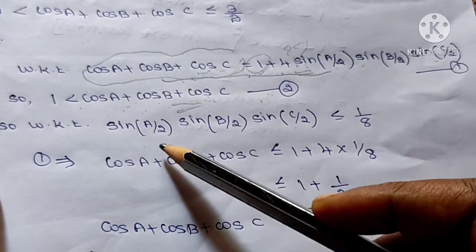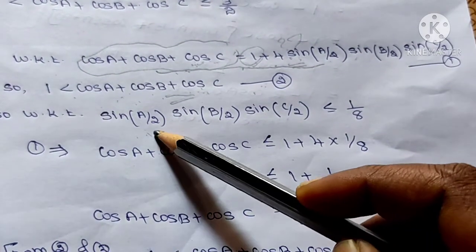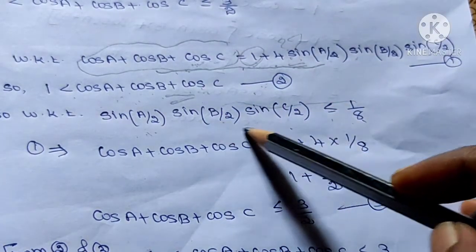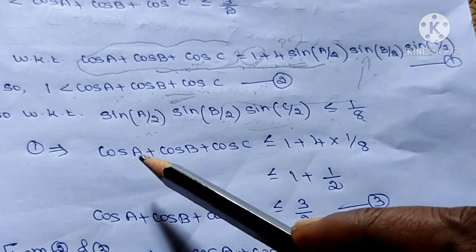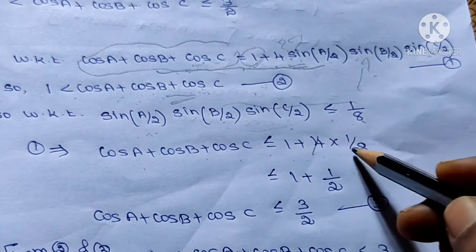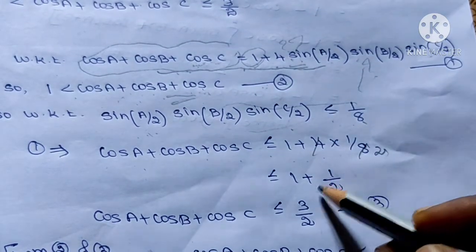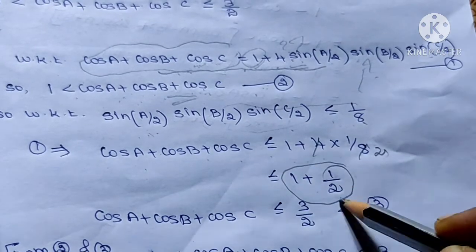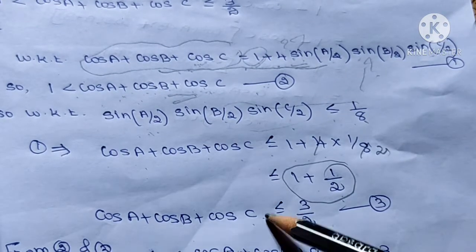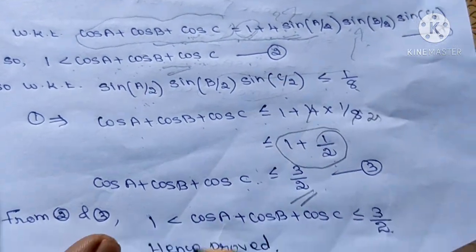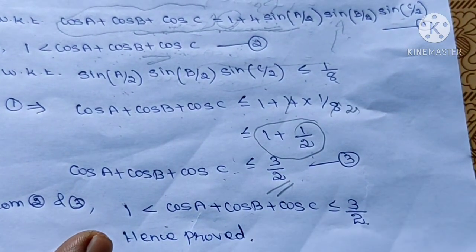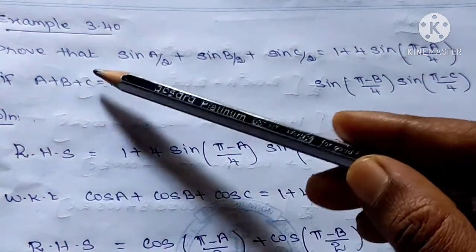Also we know, using the second result, sin a by 2, sin b by 2, sin c by 2 is less than or equal to 1 by 8. So you substitute this value in the first equation. So we get cos a plus cos b plus cos c less than or equal to 1 plus 4 into 1 by 8. Here 4 into 1 is 4, 4 2s are 8. 1 plus 1 by 2 is 3 by 2. Already we know 1 less than cos a plus cos b plus cos c. Now we get this result. We combine these two results. We write 1 less than cos a plus cos b plus cos c less than or equal to 3 by 2. Hence proved.